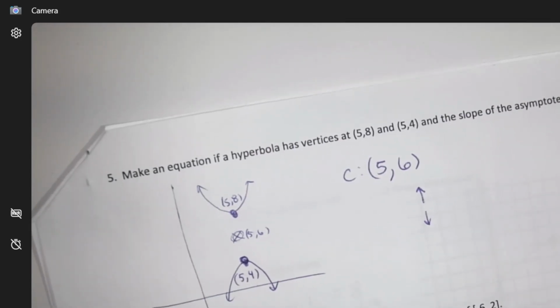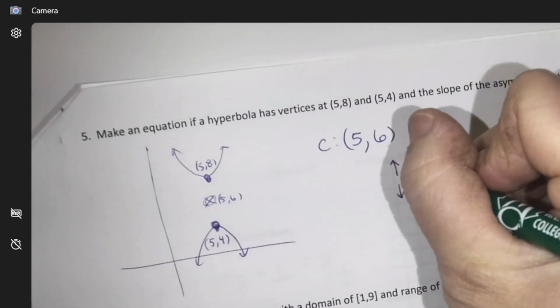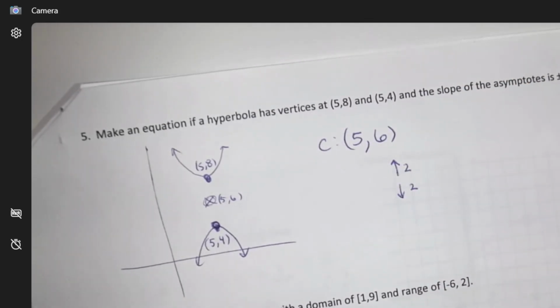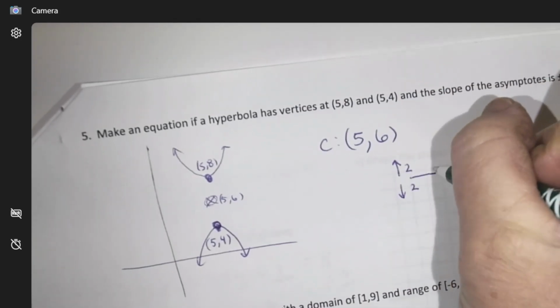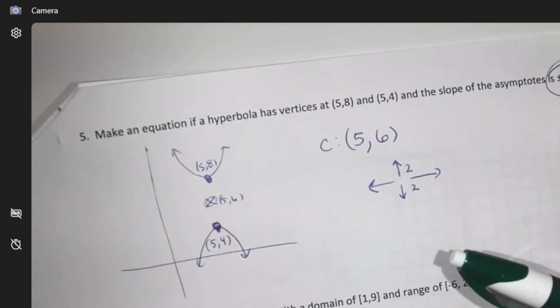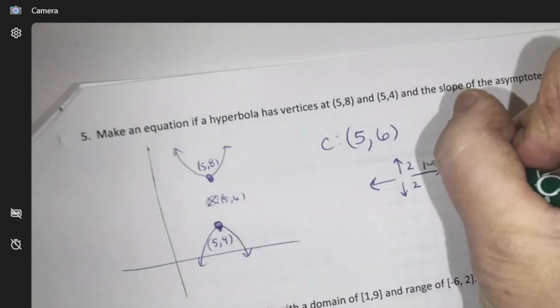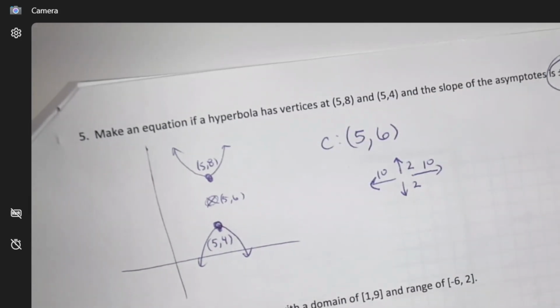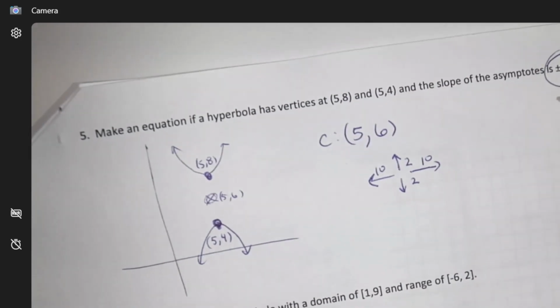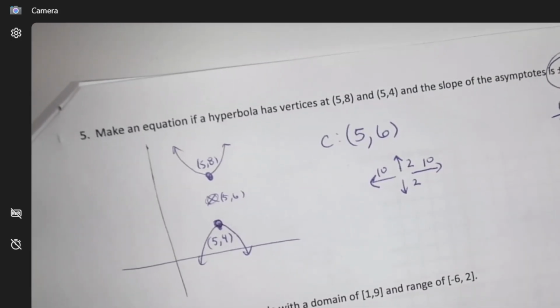Okay, so then here's what I'm going to think about next. How much have I had to move up, down? Would we agree that you're going 2 up and 2 down? How much will I have to move side to side if my slope is 1/5? 10. Does that make sense? My slope is 1/5, but I actually went up 2, so I would have to go over 10, right?